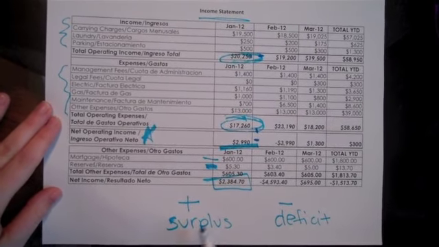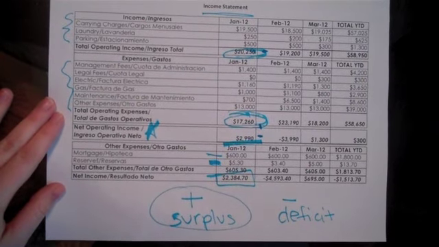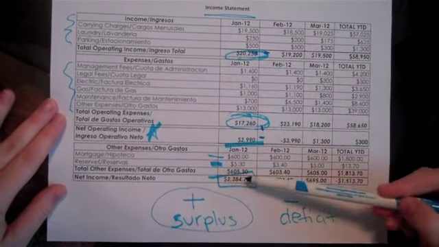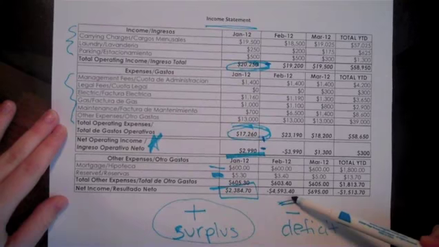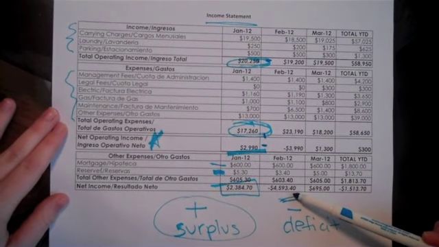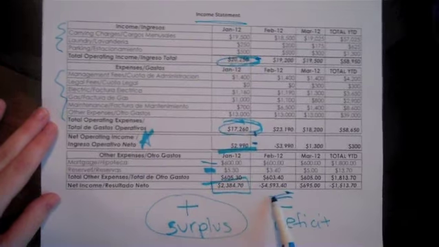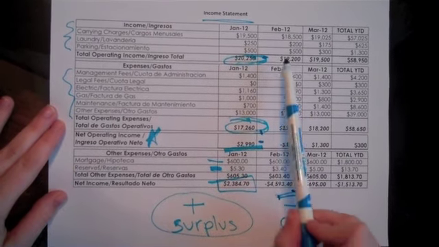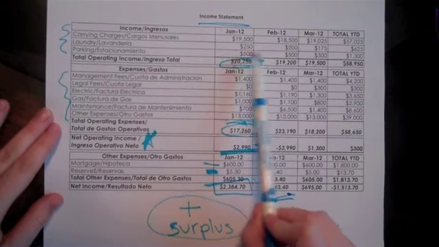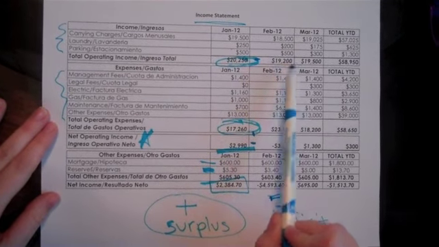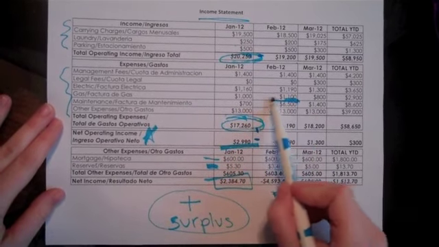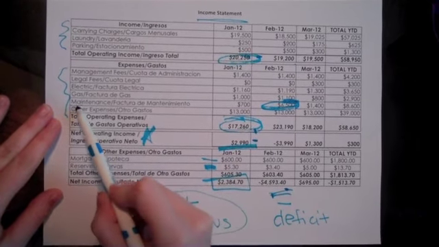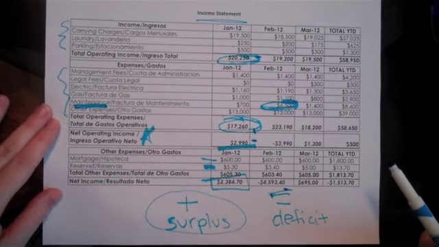Every month we look for a surplus. You can see here that in January there was a surplus, but in February there was a deficit. Why do you think the organization had a deficit in February? If you look, the income seems pretty much similar. All of the expenses look similar until this number is really high. Maintenance seems really high in February.